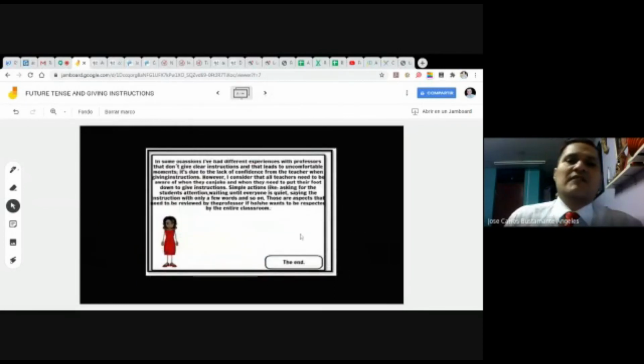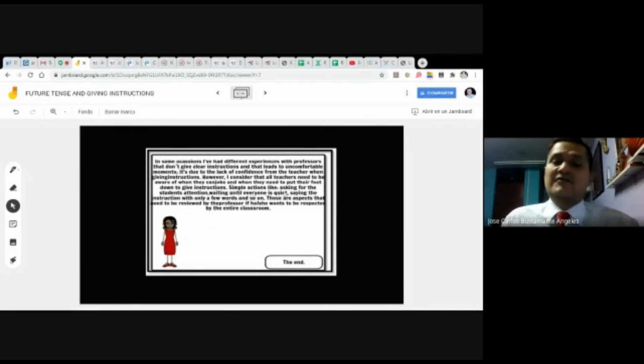In this chart, we've got a comment that says, in some occasions I've had different experiences with professors that don't give clear instructions, and that leads to uncomfortable moments. It's due to the lack of confidence from the teacher when giving instructions. However, I consider that all teachers need to be aware of when they can joke and when they need to put their foot down to give instructions.